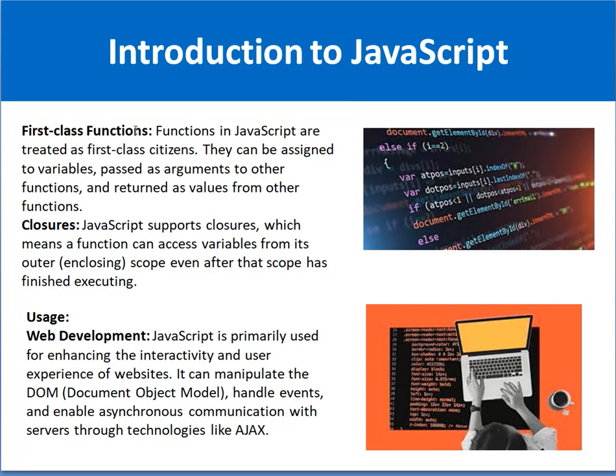Also, first class functions means that they can be assigned to variables, passed as arguments to other functions, and returned as values from other functions. Closure is another feature. That means a function can access variables from the outer scope, which is outside the function, even after that scope has finished execution.